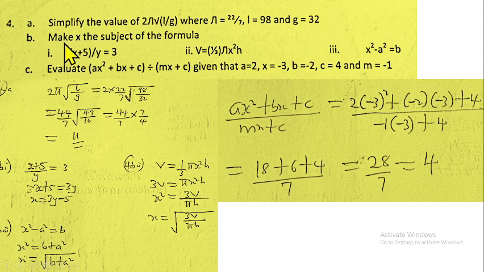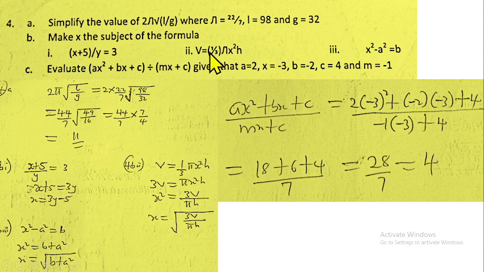Question number 5B. Make S the subject of the formula in all these equations given to us in Roman figures 1 to 3. So the first one, we are having Roman figure 1. You have S plus 5 over Y equals to 3. You have to make S the subject of the formula. What can we do? We can cross multiply. That will give us S plus 5 equals to 3Y. Then take like terms, S will be equals to 3Y minus 5. So that means our S is 3Y minus 5.